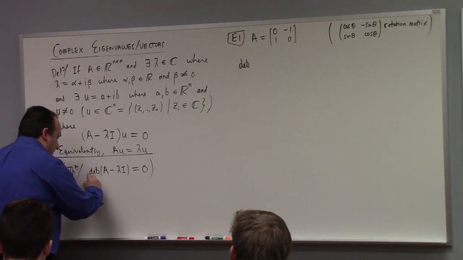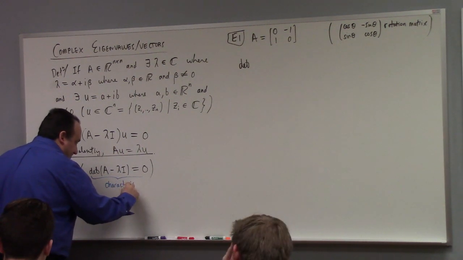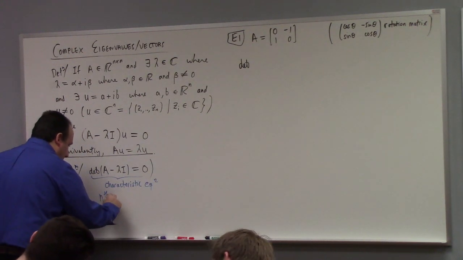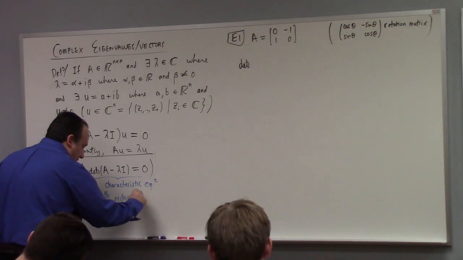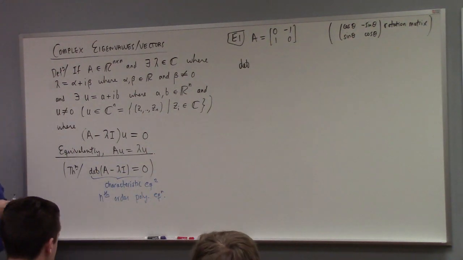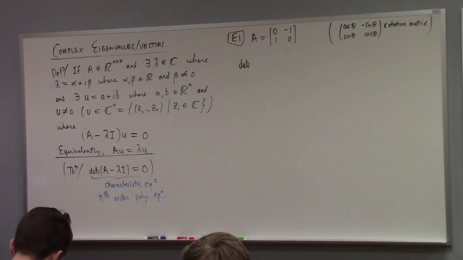This is the so-called characteristic equation, right? And the thing about the characteristic equation is it is an nth order polynomial equation, right? If it's an n by n matrix, you have n copies of lambda in the determinant of A minus lambda I. So when you multiply it out, you get an nth order polynomial.